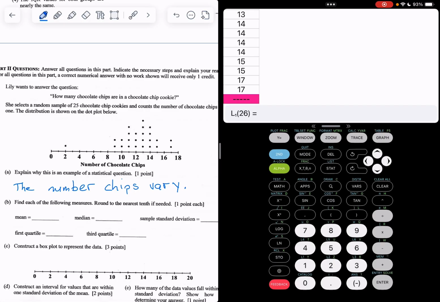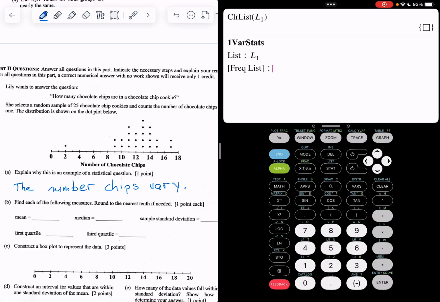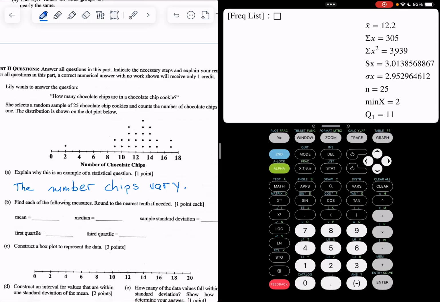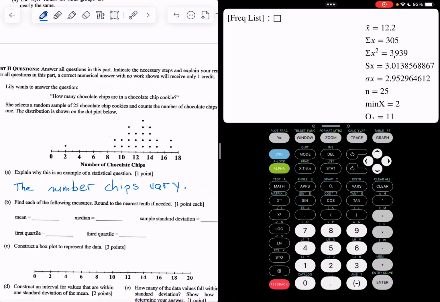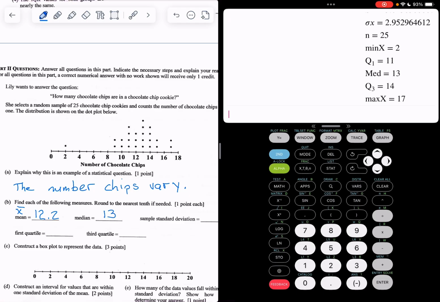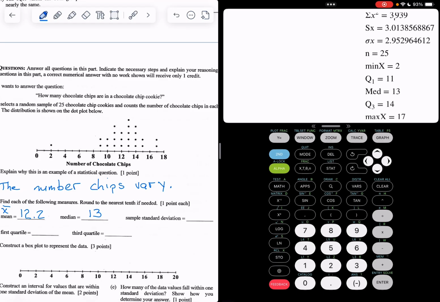Now we can go back to STAT. Everything that we're looking for here is in 1-Var Stats, right? So we're going to go over to Calculate, and calculate 1-Var Stats. It tells you which list, and you're going to use that list. They want to know the mean. Well, the mean is 12.2. That's the one with the little bar over it, x-bar. The median, we have to scroll down for the median, is 13. The sample deviation, I have to go back up a little, right? Sx is 3.0 to the nearest tenth.